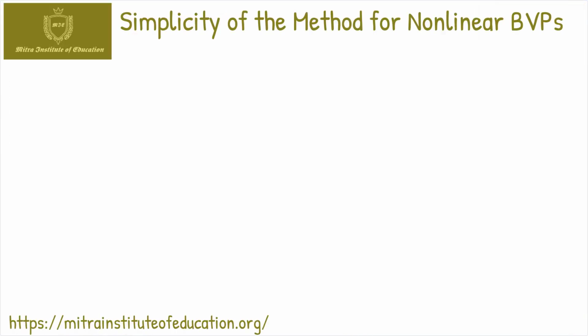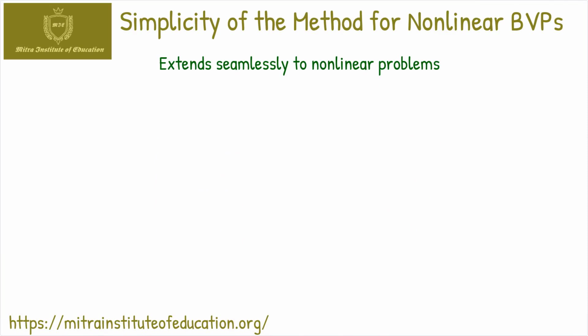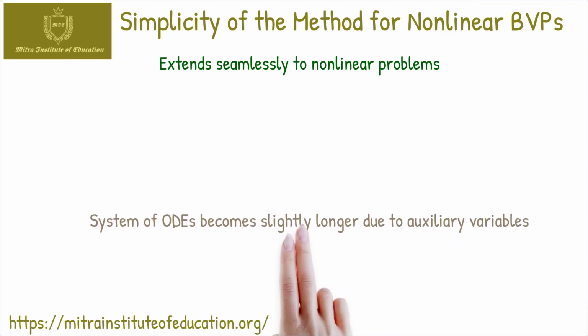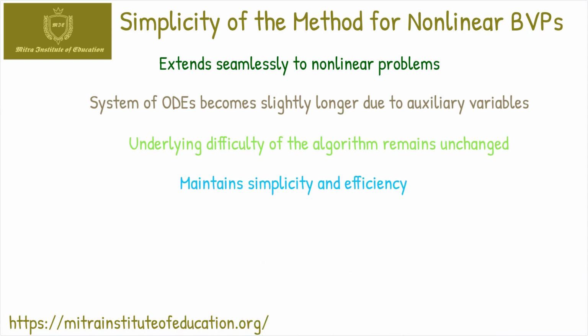Although the problem we've solved so far was linear, the method we use extends seamlessly to nonlinear problems. The primary difference is that the system of ODEs becomes slightly longer due to the introduction of auxiliary variables. However, the underlying difficulty of the algorithm remains unchanged, which is a significant advantage. Unlike current methods, where the algorithm becomes much more complex when solving nonlinear problems, our method maintains its simplicity and efficiency, making it an excellent choice for both linear and nonlinear boundary value problems.